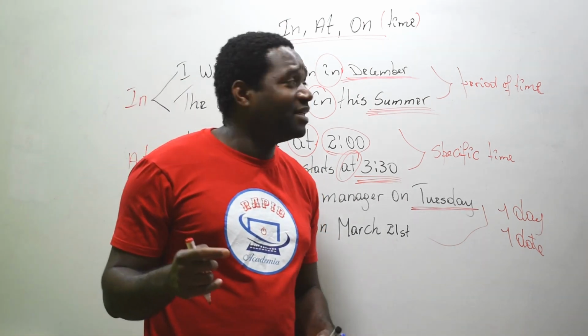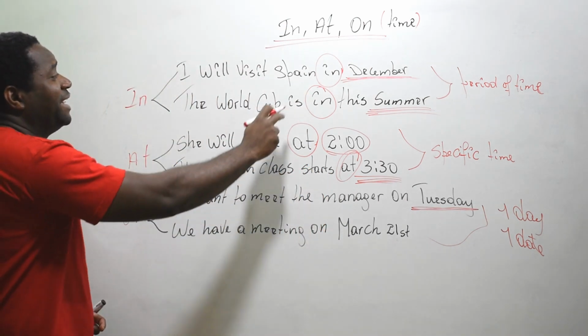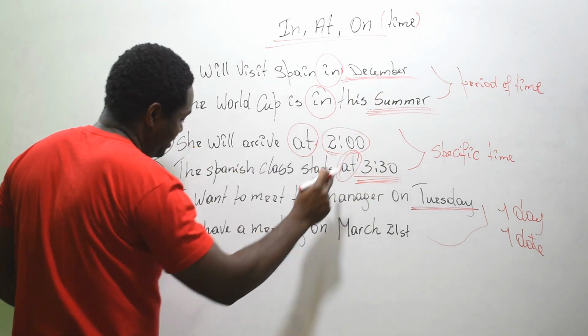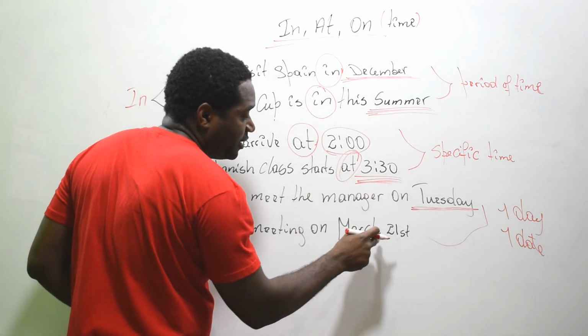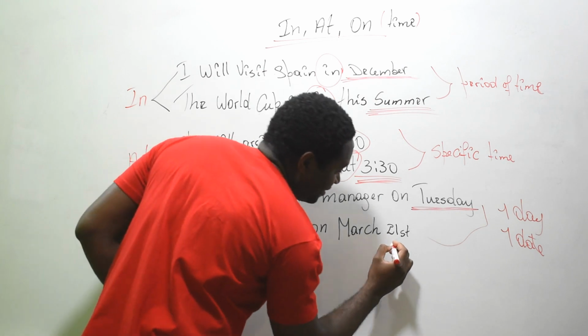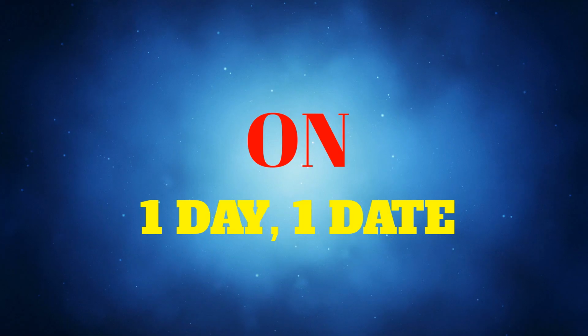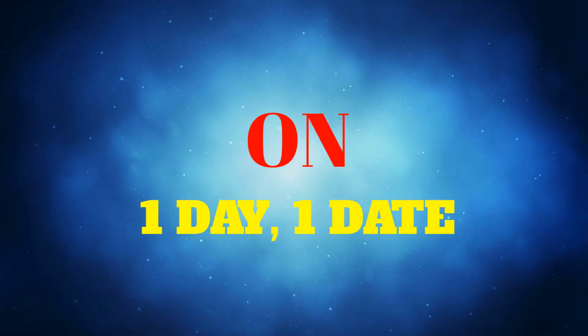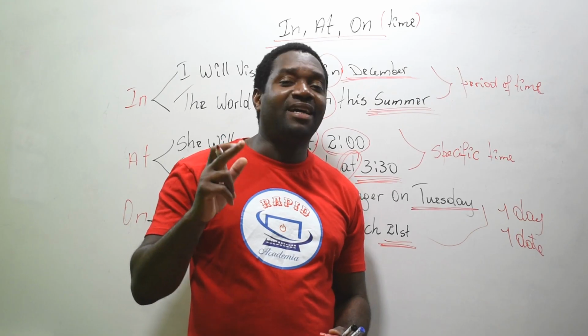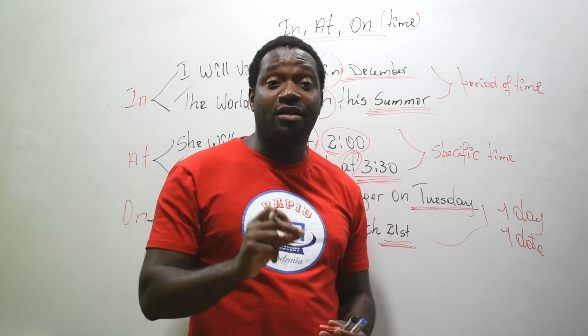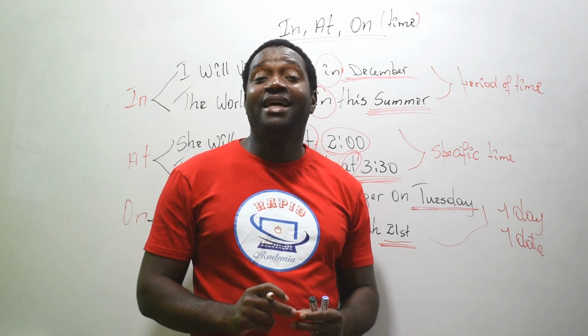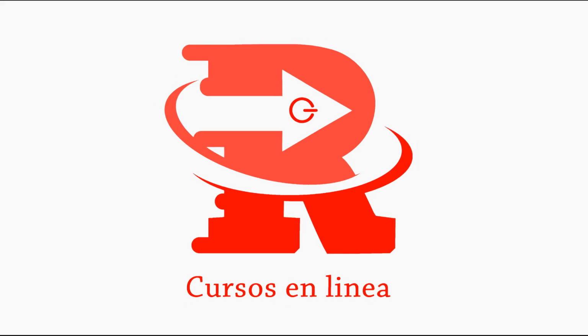Now you can ask me, why do we have in December here, on March here? Because we have one day, March 21st. Now you can realize that it is not so difficult to use prepositions in English. See you next.